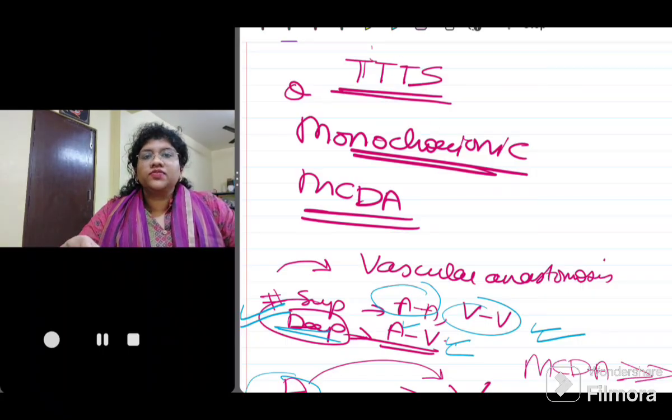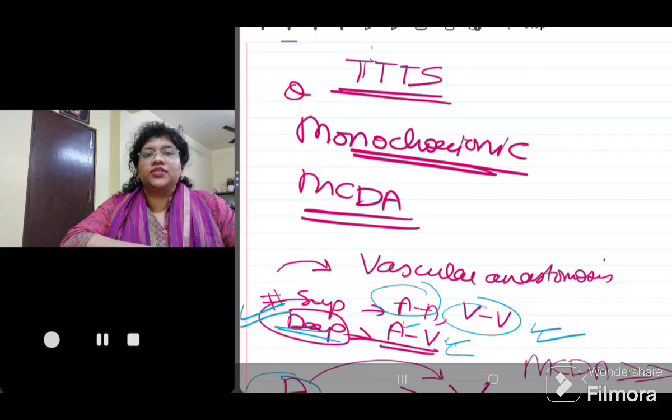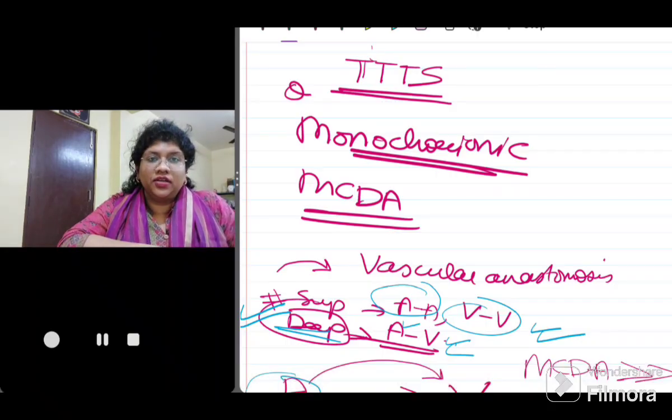This twin-to-twin transfusion syndrome, as the name suggests, there is some transfusion that is happening. So that means there are some vessels or anastomosis involved. This is mainly seen in the monochorionic twins. In monochorionic, it is mainly seen in the MCDA twin more than MCMA, that is monochorionic diamniotic.